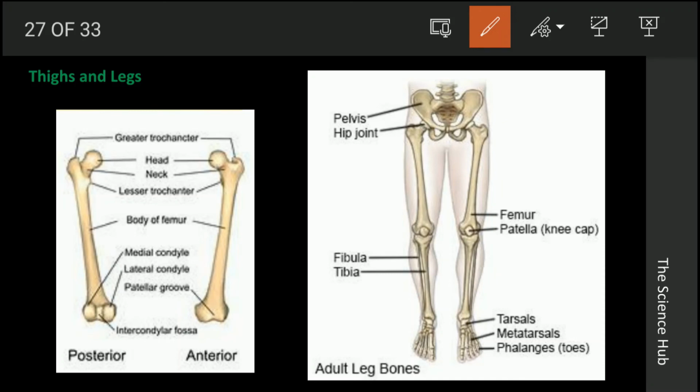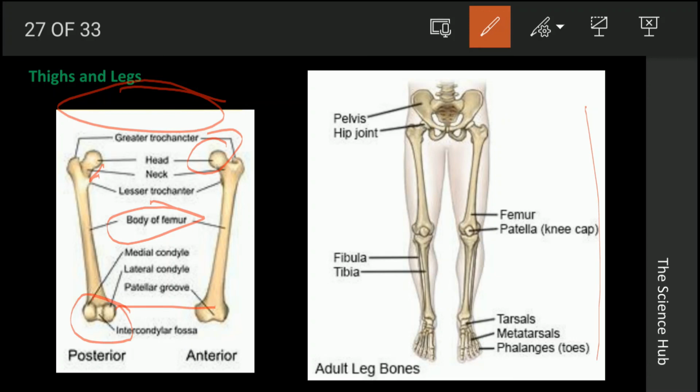Here is the femur bone and these are the leg bones. In the femur bone we can see the head of the femur, then this portion is the neck, then the other is the body of the femur, and there is the patellar groove, which is the hollow portion or depression in the bone, and these two round portions show the medial condyle and the lateral condyle, and in between them there is the intercondylar fossa or depression.